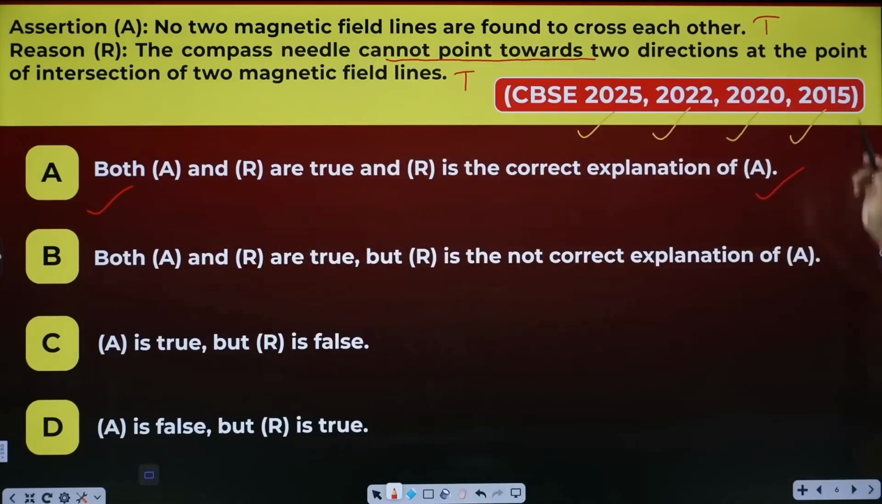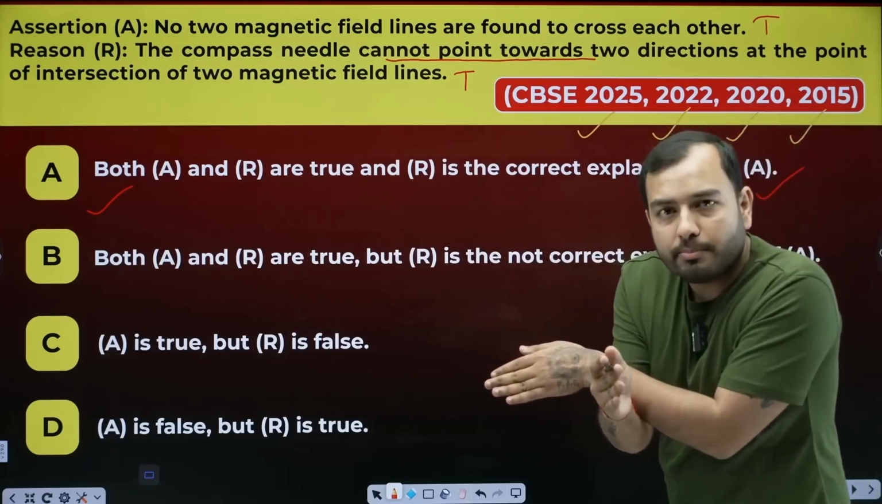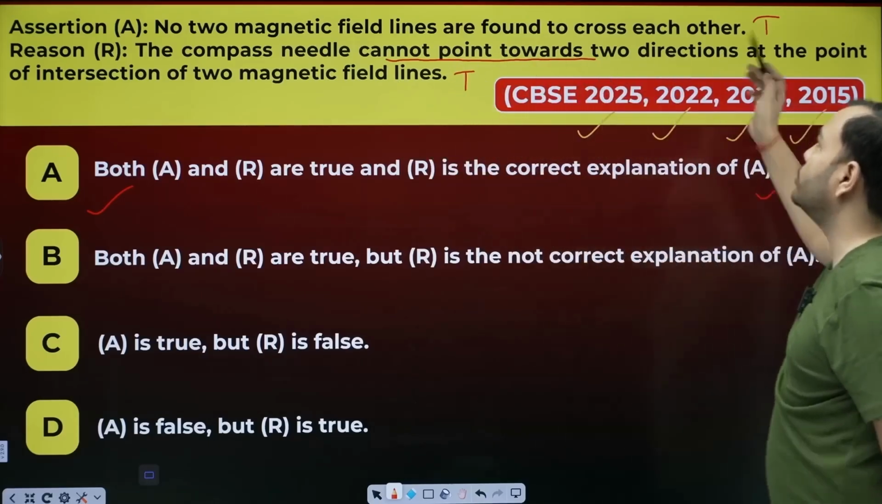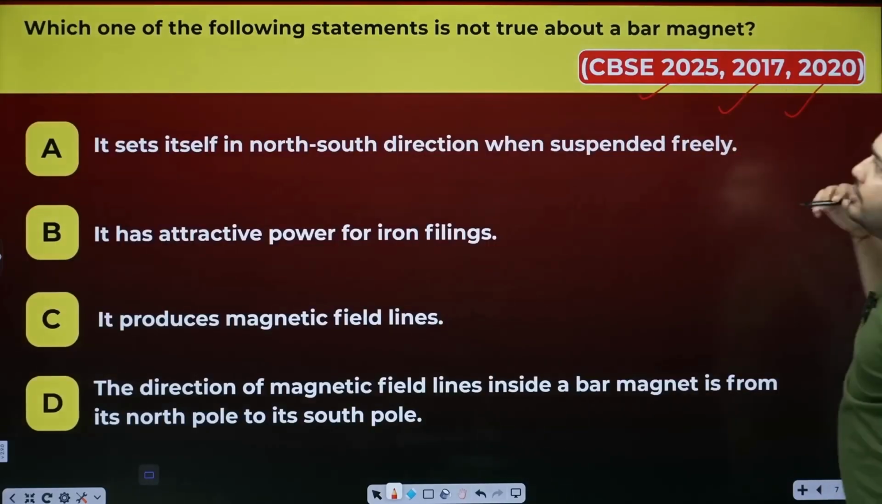Okay, this is the explanation of why they cannot cross. Because the north pole of the compass needle cannot have direction toward two sides. The compass needle cannot point towards two directions. Okay, come on. CBSE 2025, 2017, 2020.